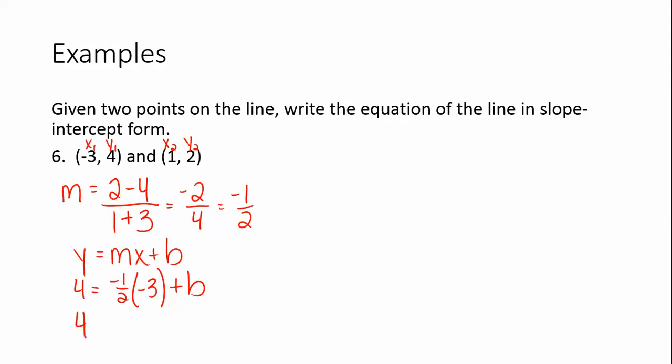So we get 4 equals negative 1/2 times negative 3 is going to be positive. Negative times negative is a positive. So I do 1 times 3. That's 3 divided by 2. Well, 3 is not divisible by 2, but that's okay. I know how to add and subtract fractions. So now let's come over here. We have 4 equals 3/2 plus b, so we're going to subtract 3/2 to the other side.